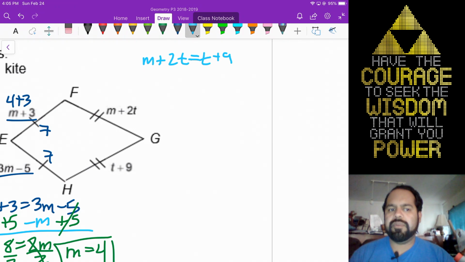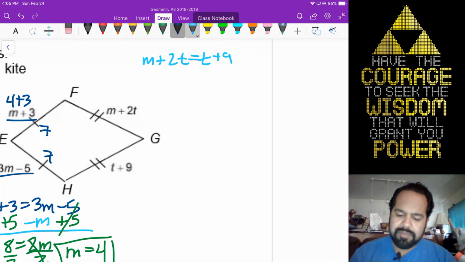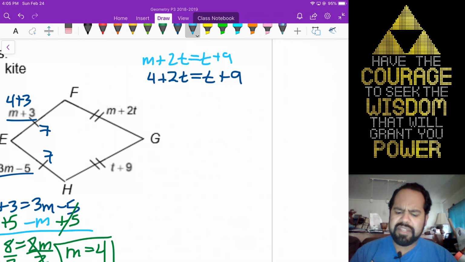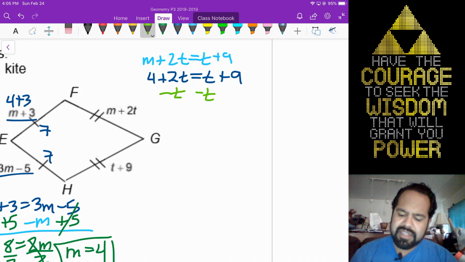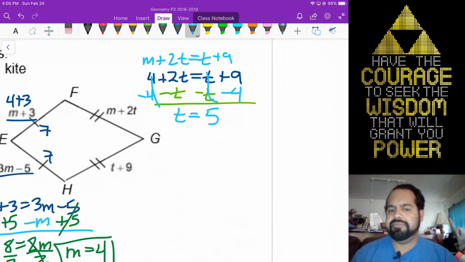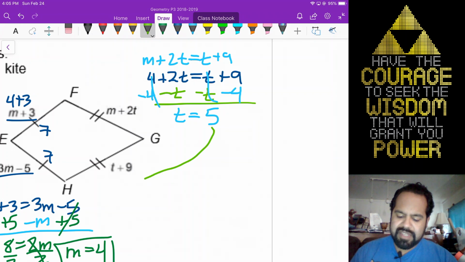All right. So we know that m is equal to 4, so I'm just going to say 4 plus 2t equals t plus 9. Now let's move the t over to the left by subtracting it, and then let's take away 4. So now we're going to have t equals 5. Let's plug in both our m and our t's. Well, actually, we don't have to. We could just take this and plug it in right here. So 5 plus 9 is 14.